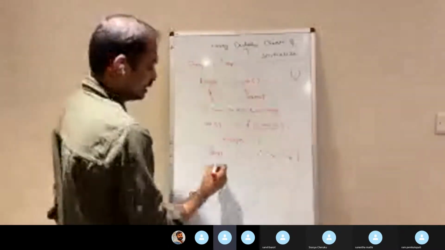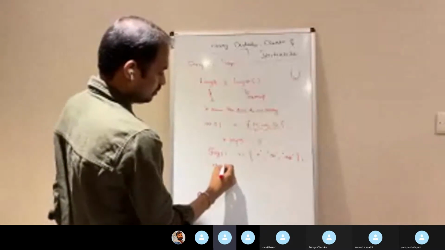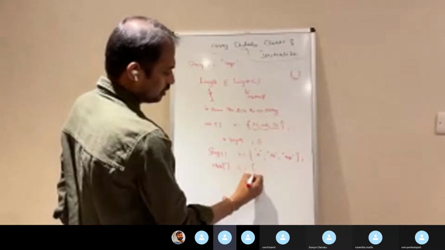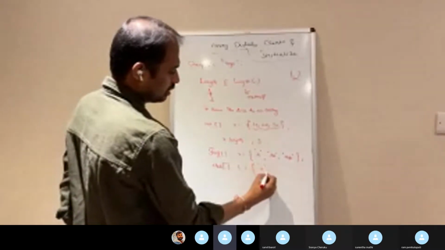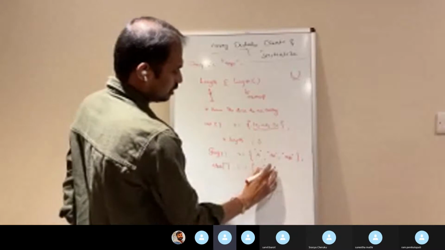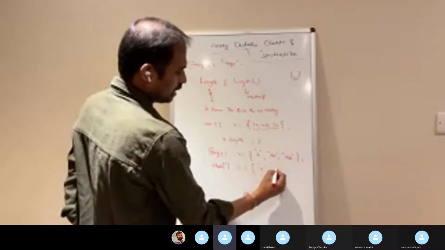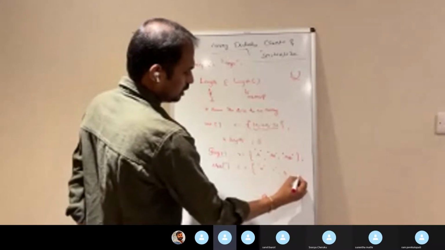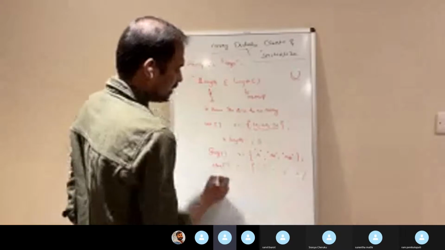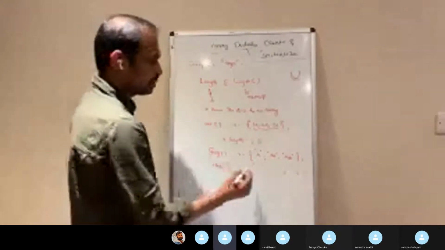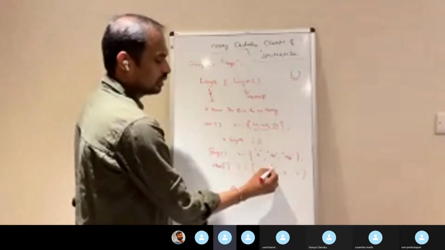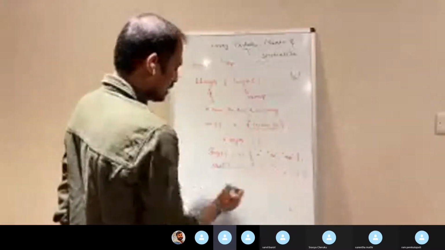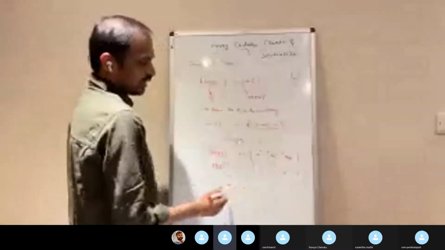Remember that one. Now char c is equal to a, e, i, o, u. Whatever char characters we are declaring should be in single quotes. A E I O U. So these are vowels, right? Like this we can represent.